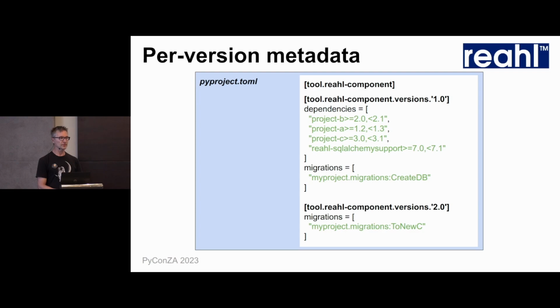So for each version that you have released, you basically need to specify which were the other projects and which versions that it used to depend on, even though it's a historical version, because that allows us to build all these graphs. And also, of course, you need to know which migrations you are shipping for that particular version.